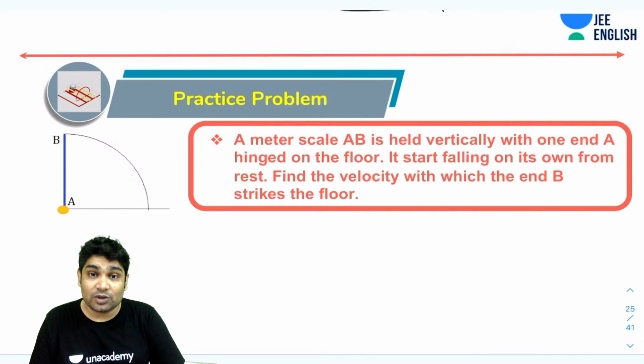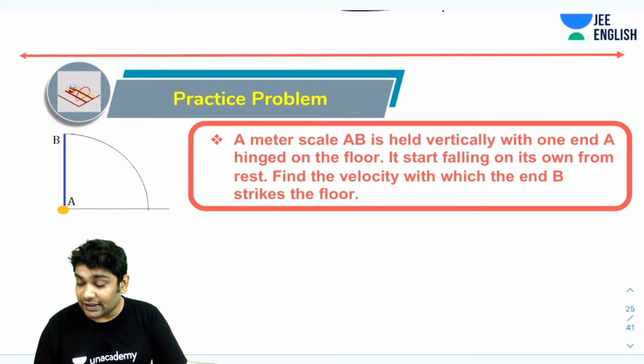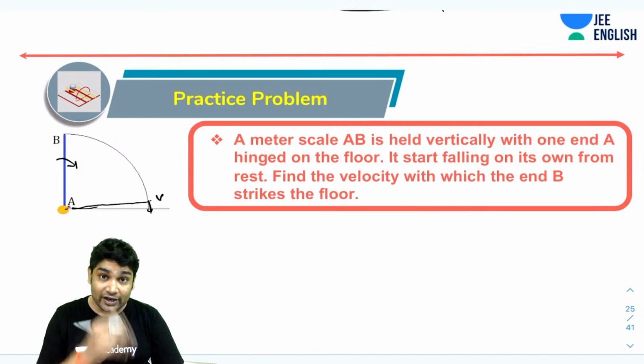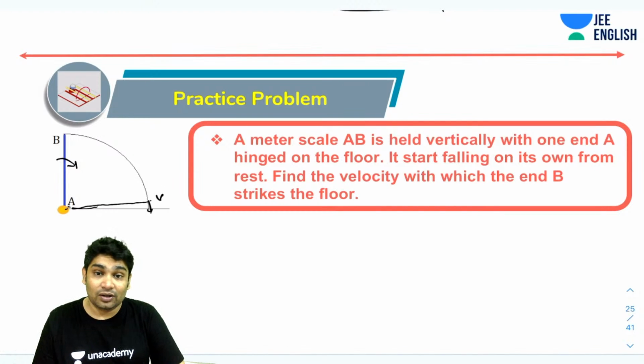ठीक है, इसको ऐसे छोड़ दिया हमने और ये ऐसे गिरेगा. तो जब B is just about to hit the floor, तब इसका स्पीड क्या होगा? What will be the speed of end B when it is just about to hit the floor? ये एक और typical problem है. This is another typical problem of pure rotation.